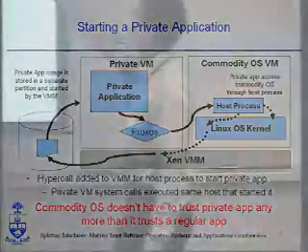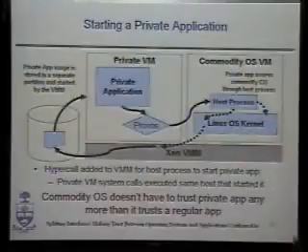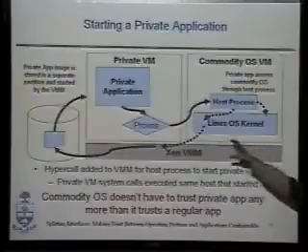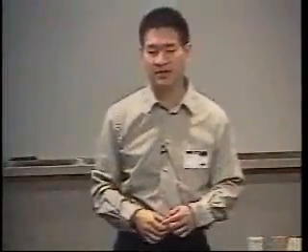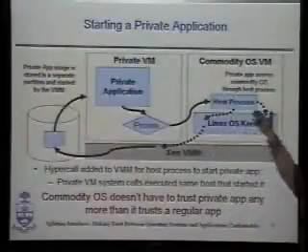But basically, the point I want to get across here is that because these two are bound, from the commodity OS kernel's point of view, this private application is basically contained within this host process. And what this means is that while the private application doesn't have to trust the commodity OS, the commodity OS doesn't have to trust the private application any more than it has to trust a regular process on the system. Since it's contained within here, this private application has no more powers on the commodity OS system than the host process that started it in the first place. So even if the private application is malicious or in collusion with the user, he or she can't abuse it to, for example, escalate privileges on the commodity OS any more than they could without the private application.